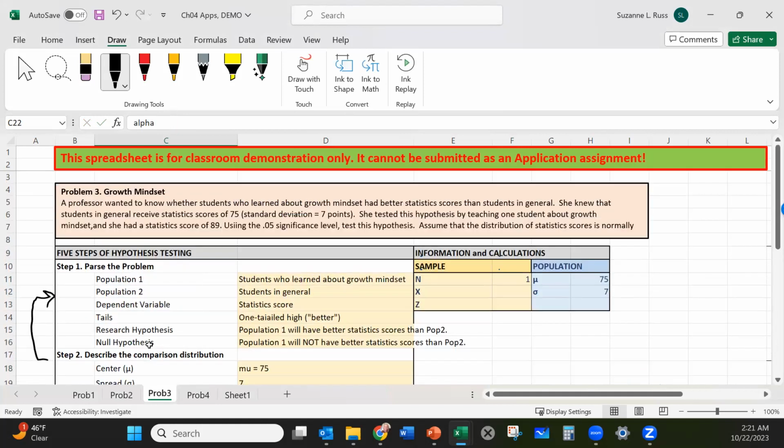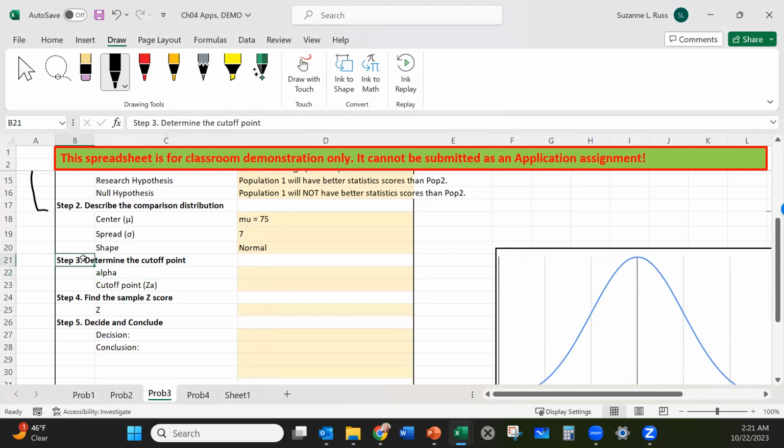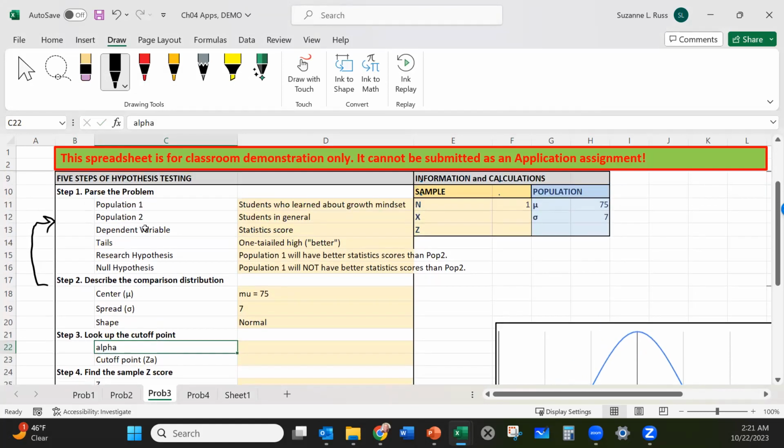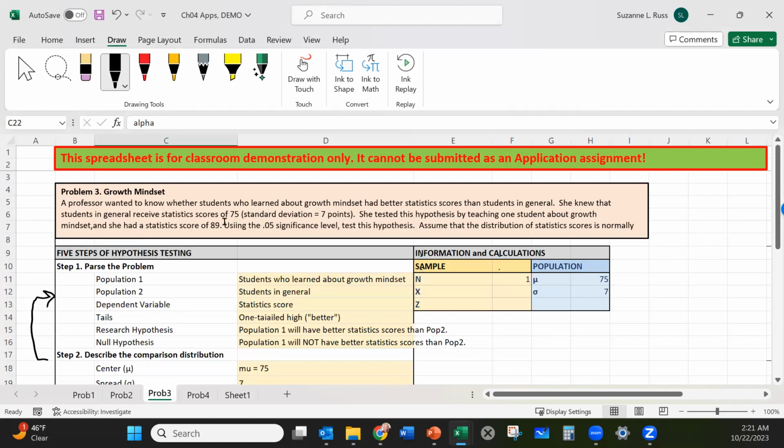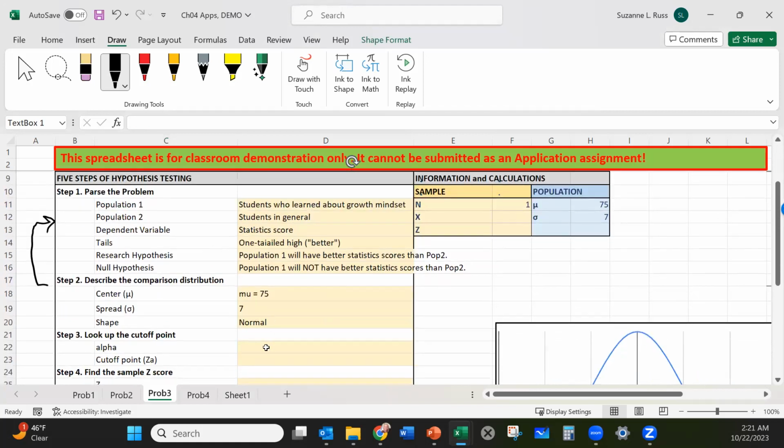Next, we determine the cutoff point, and really we don't determine it. The researcher determines it. So let's just say, look up the cutoff point. What that means is the cutoff point is the z-score that's linked to alpha. And alpha in this case is always going to be written in the problem, and it's the significance level. Sometimes it might be written as alpha, sometimes significance level. And it's 0.05. It's either going to be 0.05 or 0.01 in our studies. So alpha is the significance level. And then the cutoff point we refer to as Z for alpha.